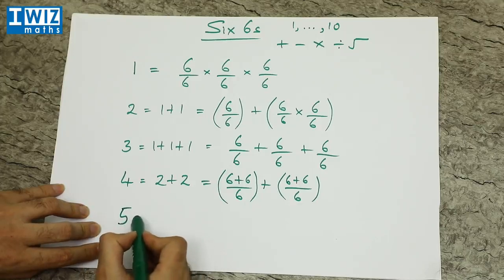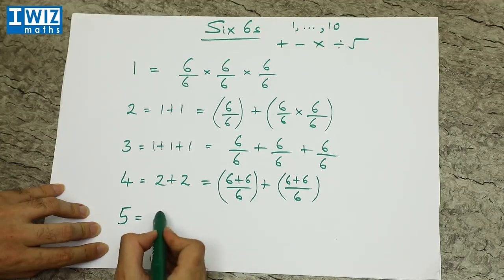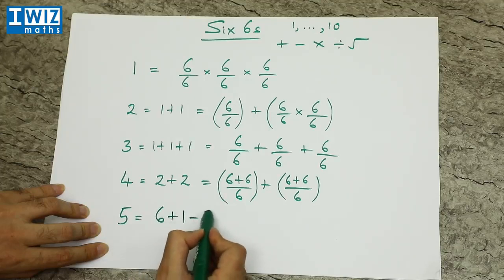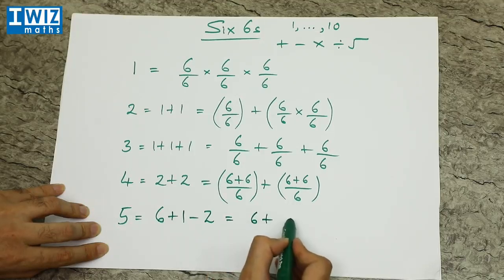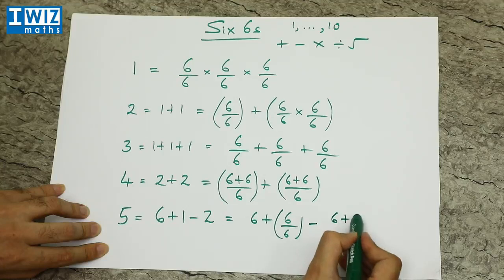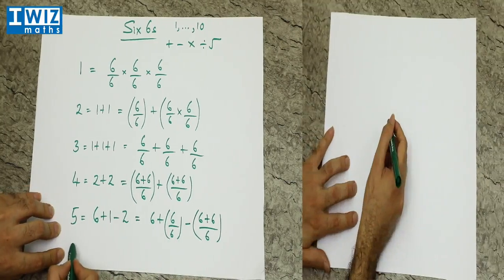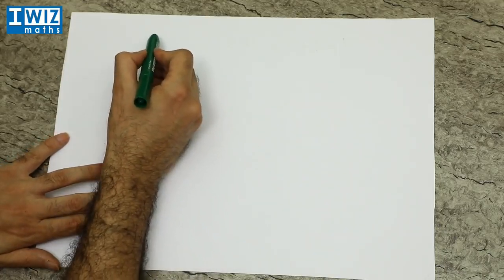For 5, we can think of getting 5 by saying 6 plus 1 minus 2. So we get 6 plus 6 divided by 6, which is 1, and then we need to minus 2. So we have a minus 6 plus 6 divided by 6. So that's 6 plus 1 minus 2 is equal to 5. So we've done the numbers 1 to 5. Now we need to get to number 6 to 10.